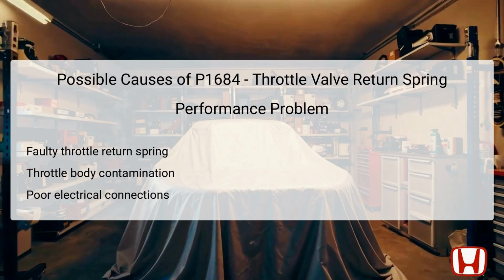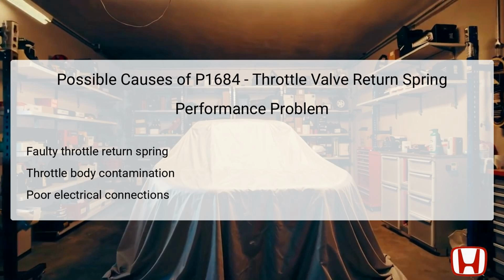The P1684 code can arise from several underlying issues. A common cause is a faulty throttle return spring, which may not provide adequate tension to close the throttle valve when desired. Additionally, contamination within the throttle body can lead to restricted movement of the throttle valve, further implicating the performance of the return spring.